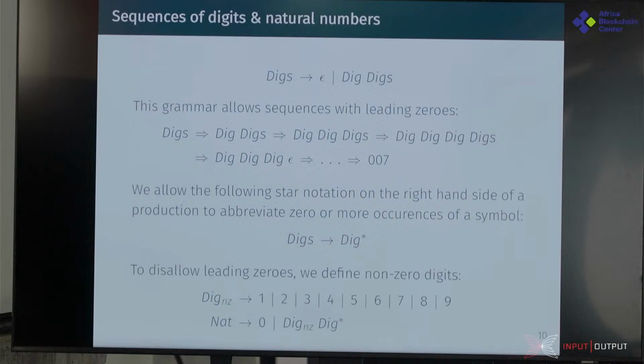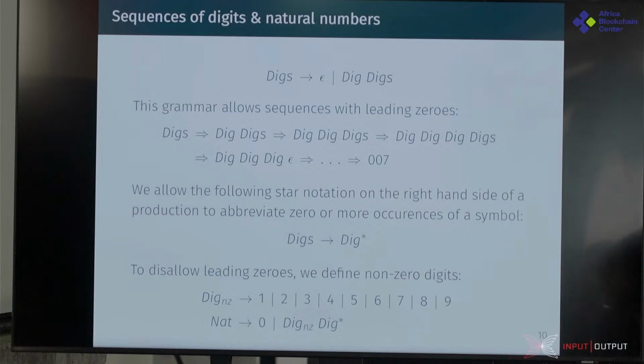So if we want only natural numbers, or sequences that start with a non-zero digit, we could define a new non-terminal that doesn't have the 0. And then we could, for example, define a natural number as either a single 0 or a non-zero digit followed by 0 or more digits. So this would be a proper definition of the syntax of the language of natural numbers.